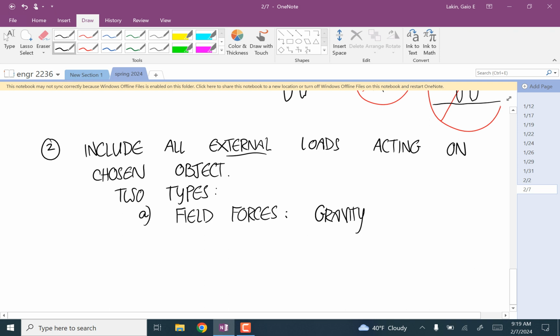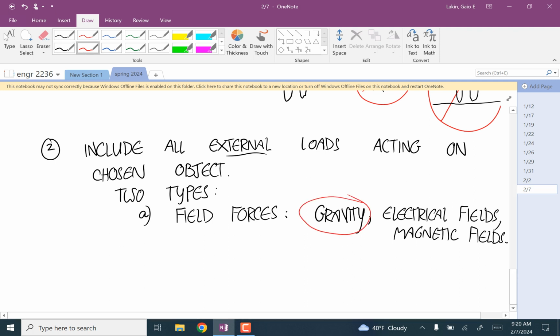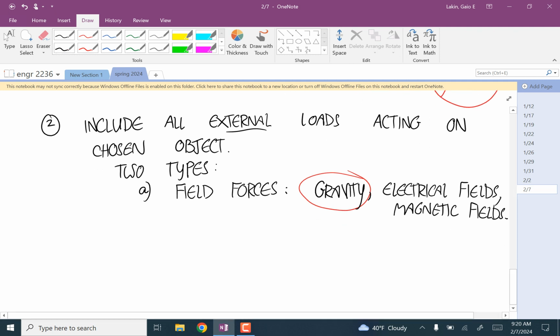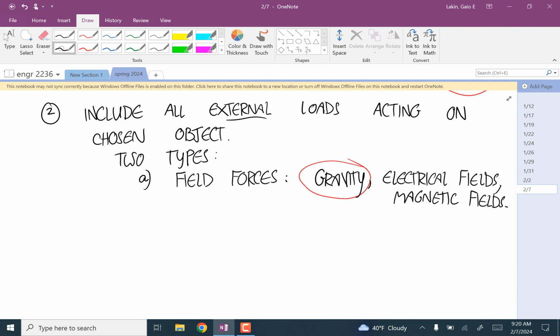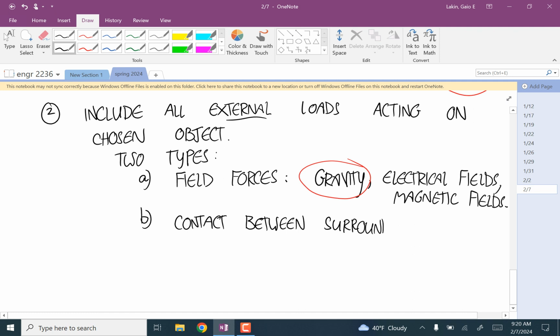Other ones can come up, though, like electrical and magnetic field forces. So electrical fields, magnetic fields. But for the most part, gravity is the one that is going to show up. And then once you've dealt with the field forces, probably just gravity, the only other way these forces can come up is contact between the surroundings and that boundary that you've drawn.